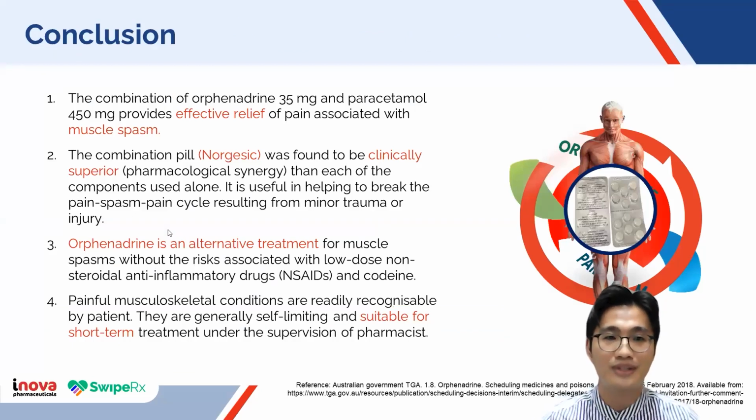As a conclusion, the combination of orphenadrine and paracetamol provides effective relief of pain when it is associated with muscle spasm. The combination pill was found to be clinically superior to each of the components used alone. So it's useful in helping to break the pain cycle resulting from minor trauma or injury. And orphenadrine is definitely an alternative treatment for muscle spasm without the risks associated with NSAIDs and codeine.